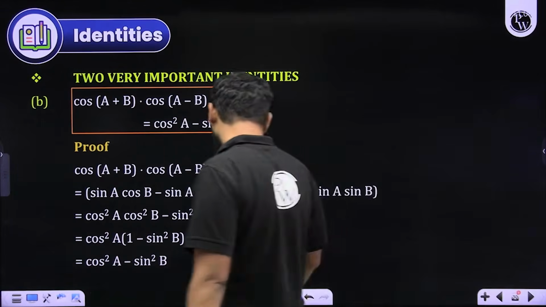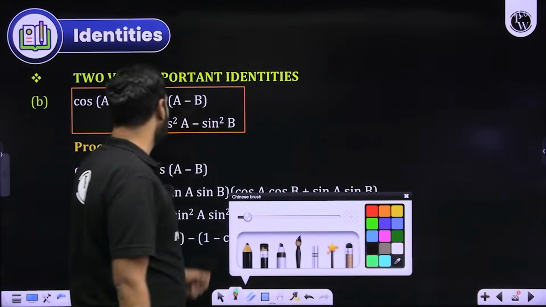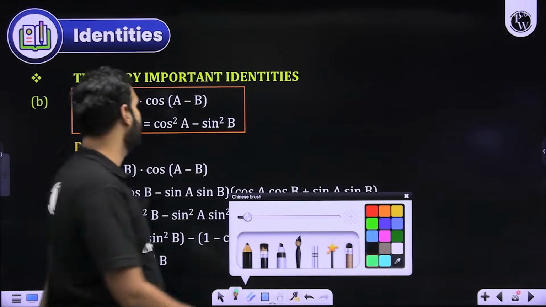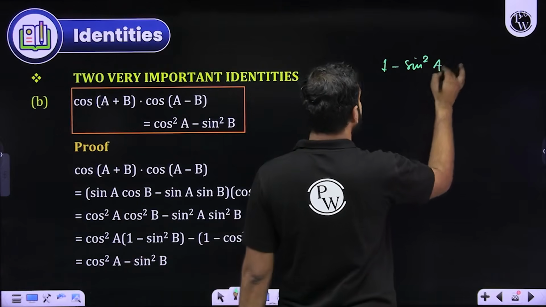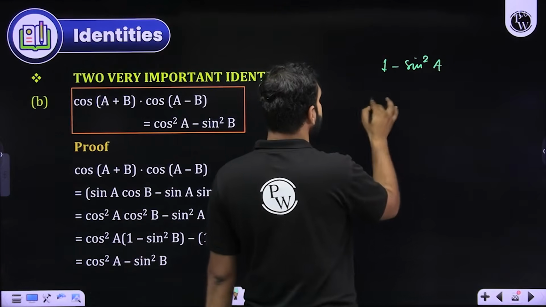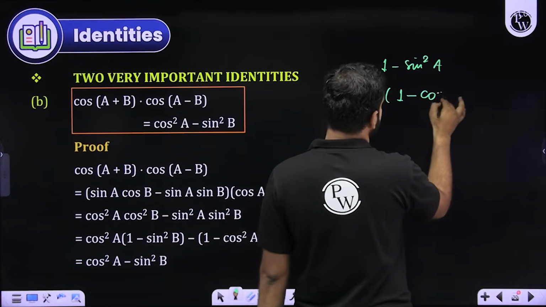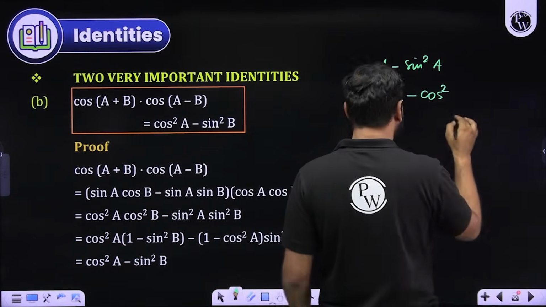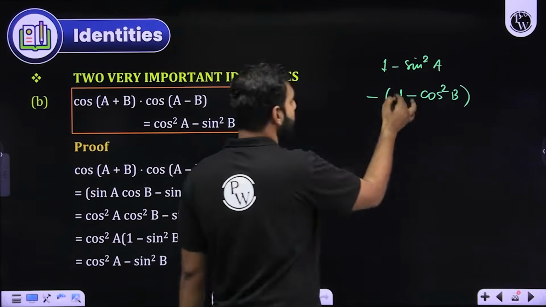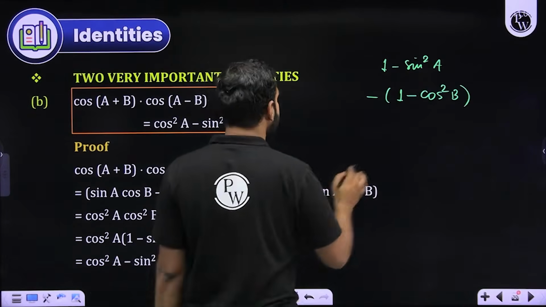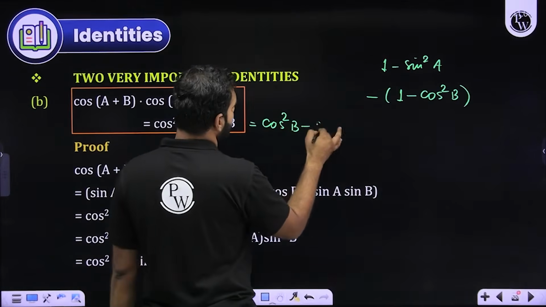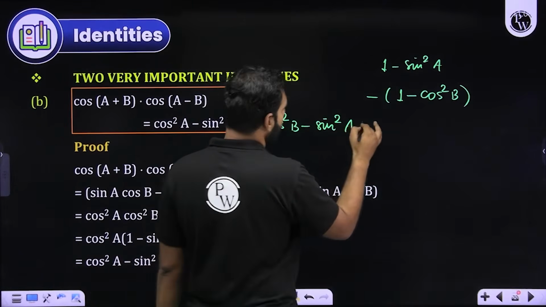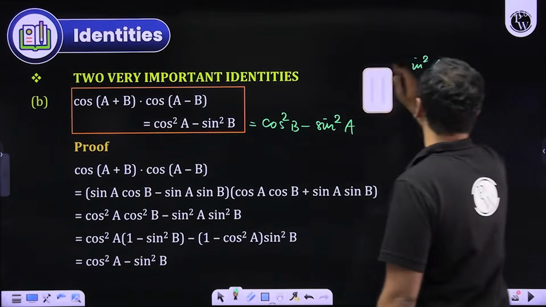Of course, if you don't want to use this particular result, you can replace cos square a by 1 minus sin square a. So cos square a I can write as 1 minus sin square a, and sin square b I can write as 1 minus cos square b. I hope that result is also there with you, that this one and this one are cancelled. And finally, you are left with another result, which is cos square b minus sin square a. Hope you will remember this also as a result here.